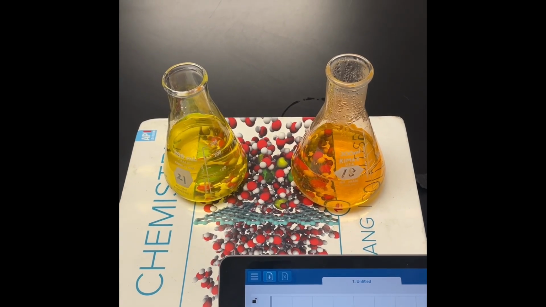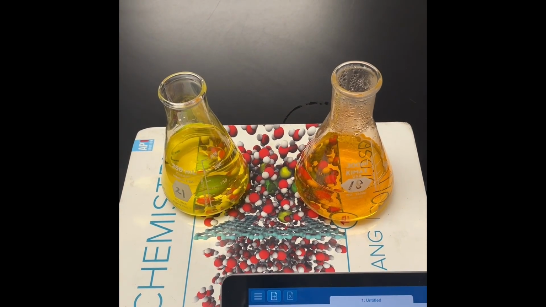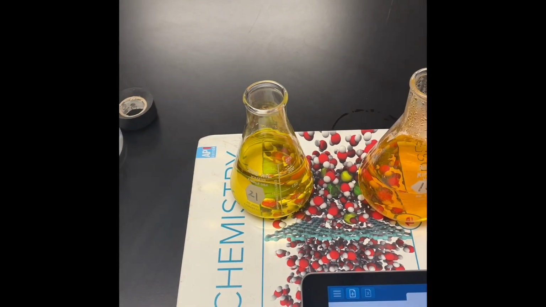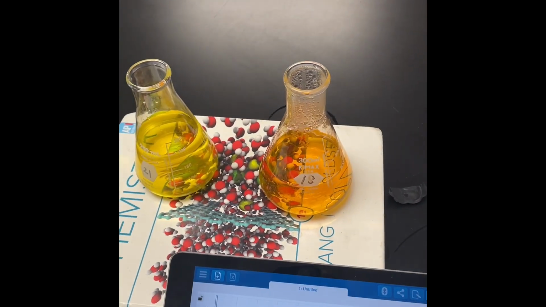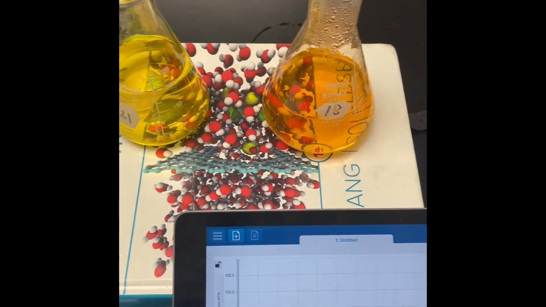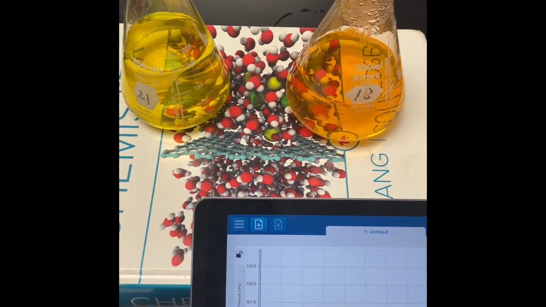The more you exhale into the balloon, the higher the pressure as the amount of gas increases, and eventually the pressure gets so high the balloon's going to pop. Air exerts pressure, and we kind of ignore that pressure just because we're used to it.